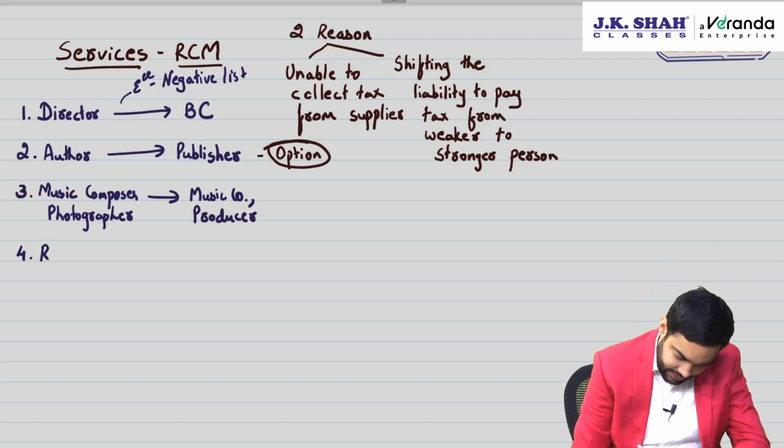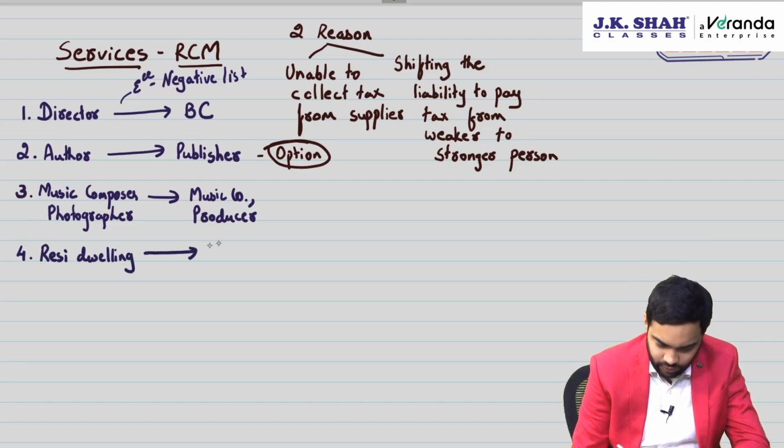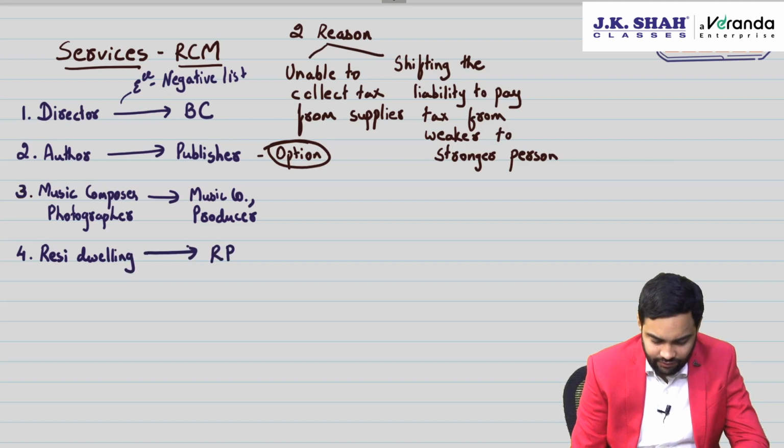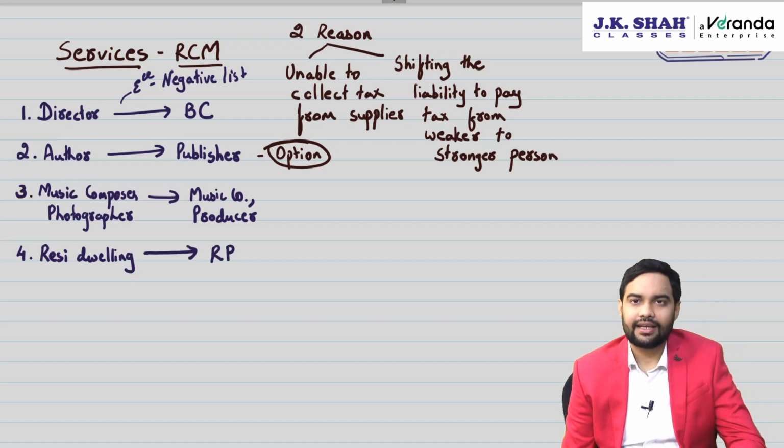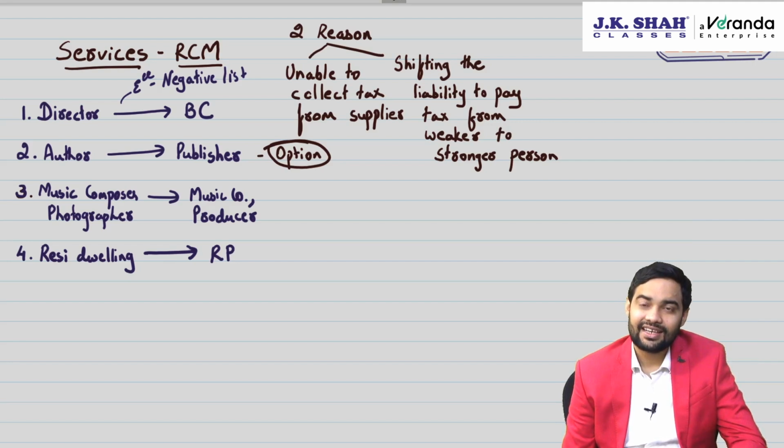Then we have residential dwelling rented to a registered person. If you see, the language is very plain. It says residential dwelling rented to a registered person. It does not clearly say whether it's commercial property, residential property. It doesn't matter. Any residential dwelling given to a registered person has to pay the tax. What's a residential dwelling? A residential property.